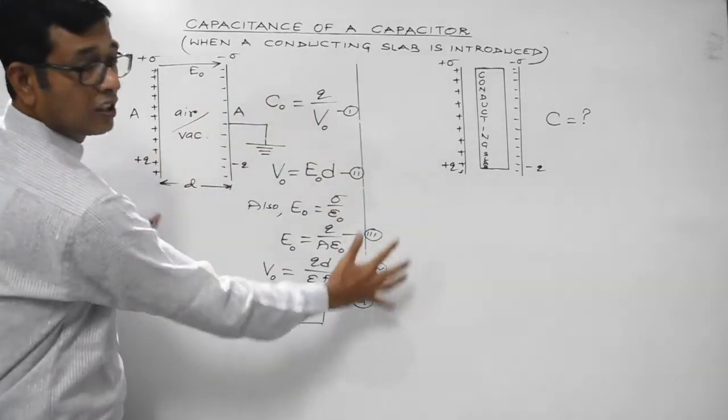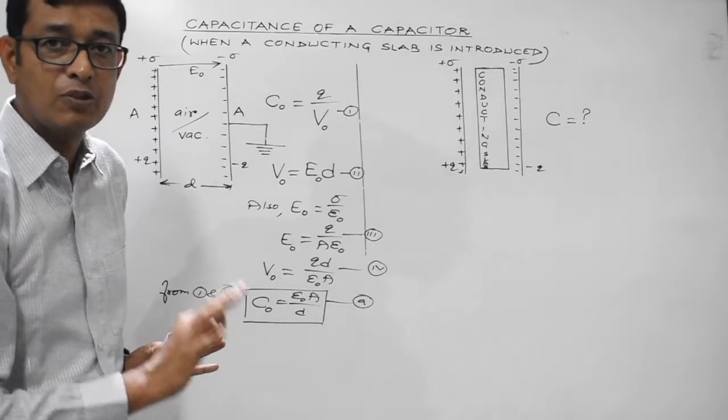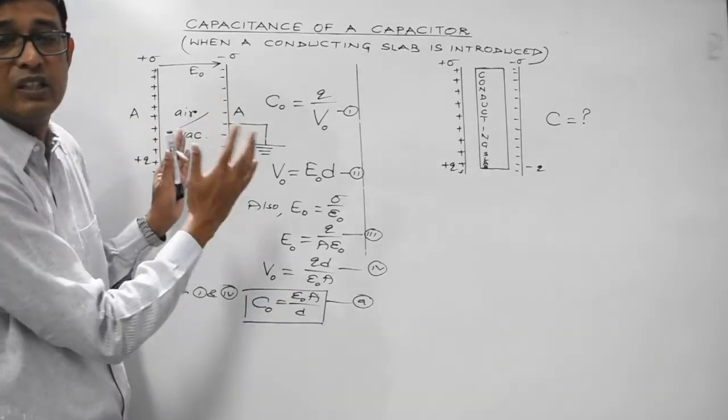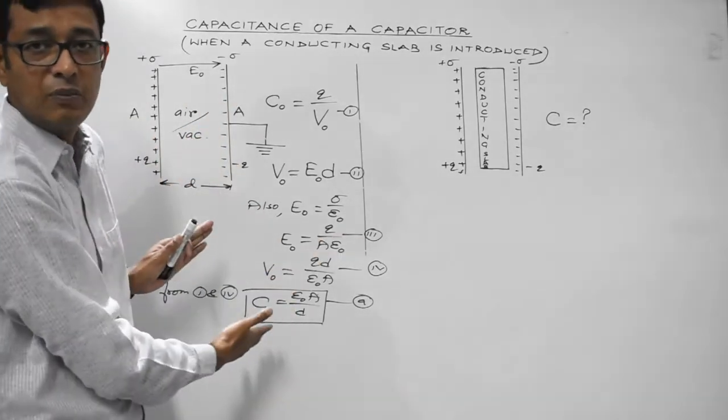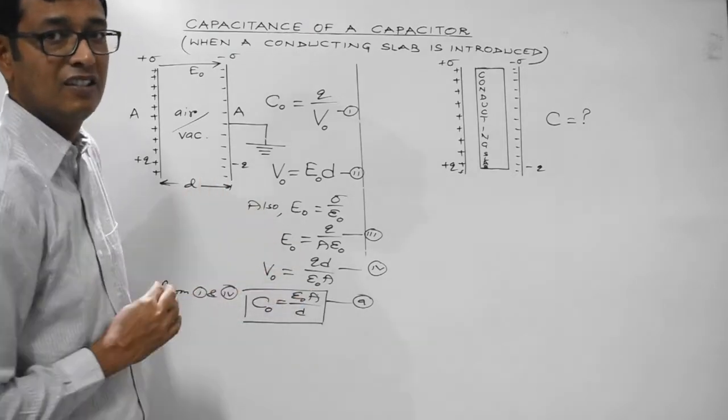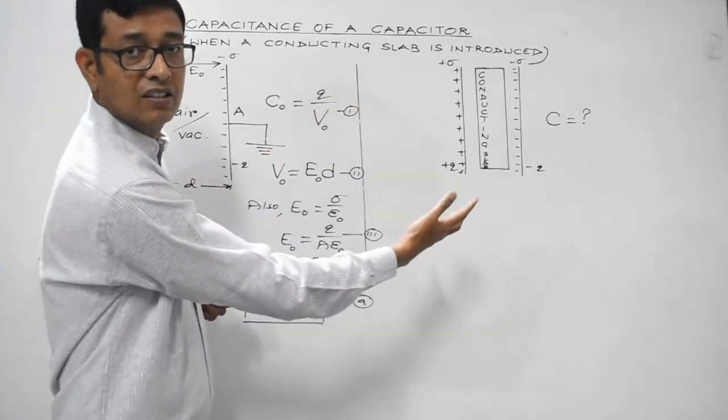So this is the original case. The capacitance of a parallel plate capacitor, in case the space between them is filled with air or it is vacuum, is given by C naught equals epsilon A by D. Now the main article begins.